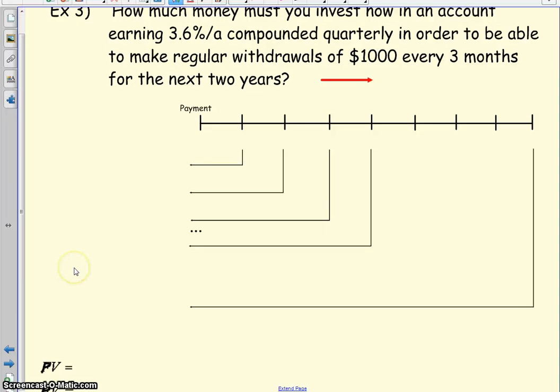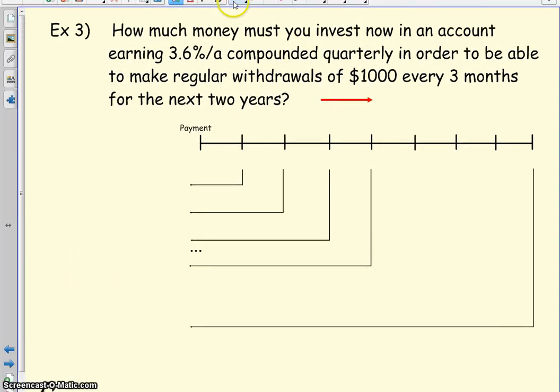We're just going to go through the concept of it. Now, the first thing we'll talk about here is if you want to be able to make regular withdrawals every 3 months for the next 2 years, so every 3 months is 4 times a year. For the next 2 years, that's going to be 8 different payments, or in this case, withdrawals from the account.